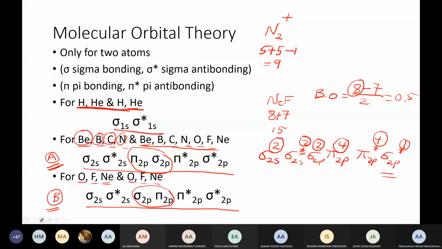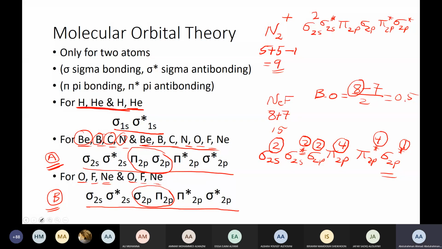Sigma 2s, yes, sigma 2s star. You must memorize this, and then pi 2p, sigma 2p, and then pi 2p star, and then sigma 2p star. You must memorize this very well. Distribute the electrons. Where are you going to put them?